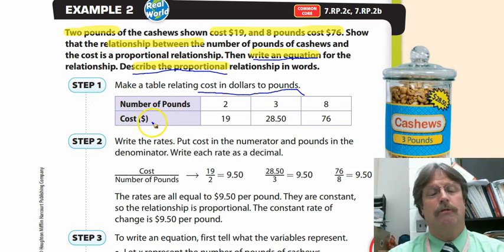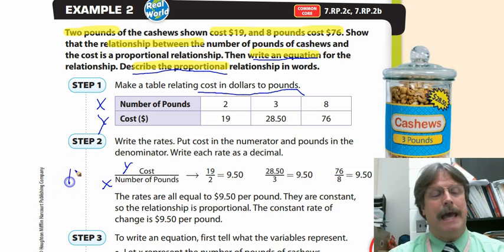So does pounds control cost, or does cost control pounds? Well, I think the number of pounds that you buy is going to control your cost, okay? So this is going to be our X, and this is going to be our Y, okay? Now down here, this is Y, because remember Y goes on top, and this is X, because K equals Y over X.